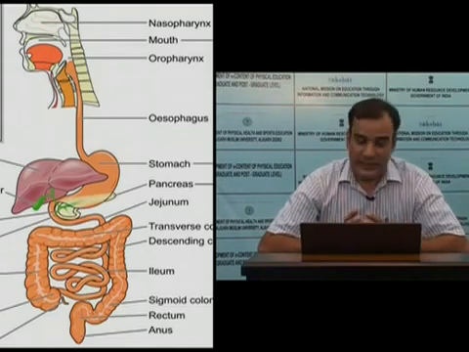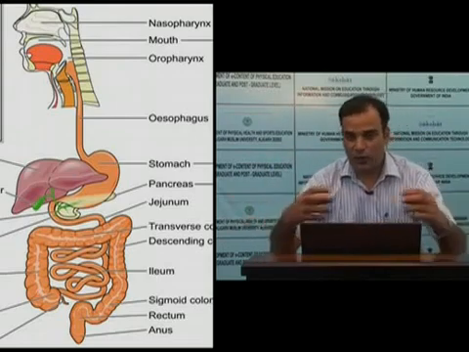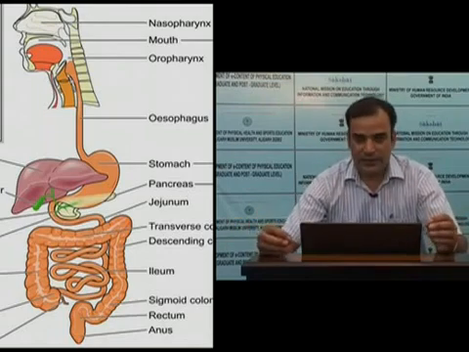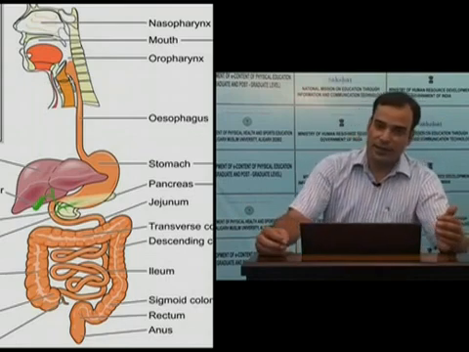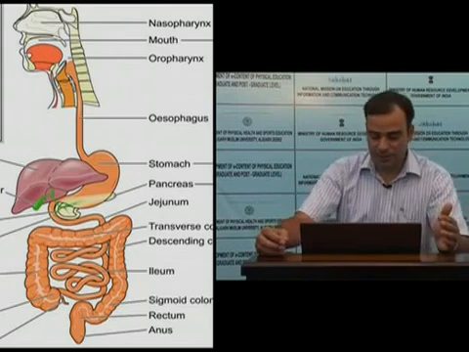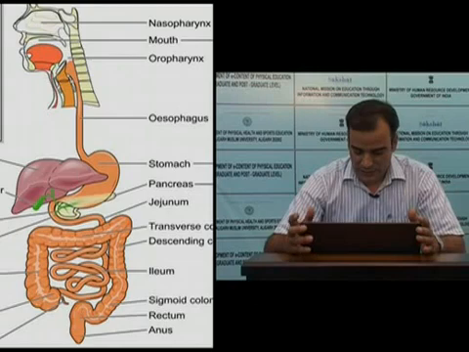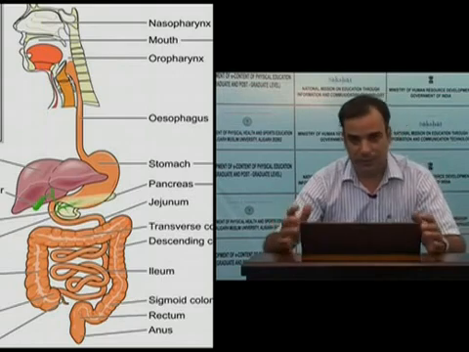But apart from these glands that are located within the GIT, there are some glands that are located outside the GIT, and those glands that are outside of the GIT are called accessory glands. Among these accessory glands, one is the salivary gland, second the pancreas, and third the liver. So here in the mouth, the accessory glands, the salivary glands, which are three pairs, secrete a secretion called saliva.